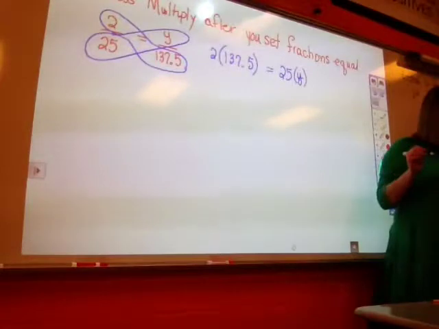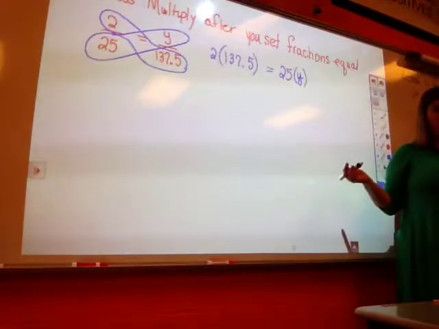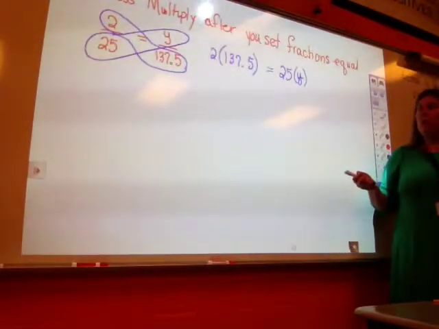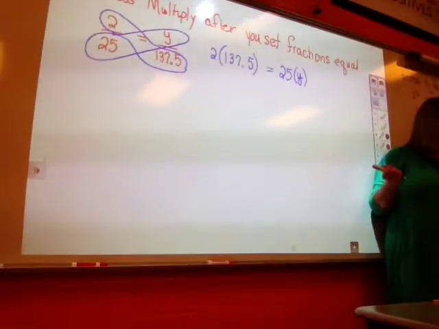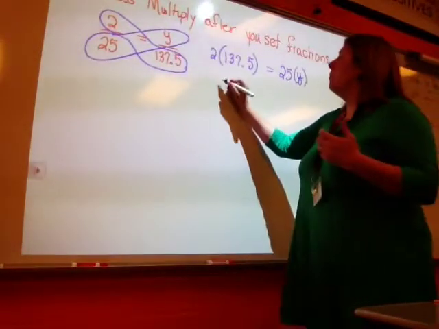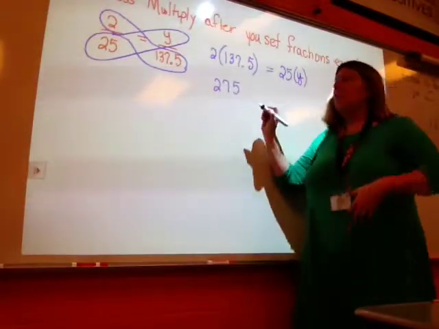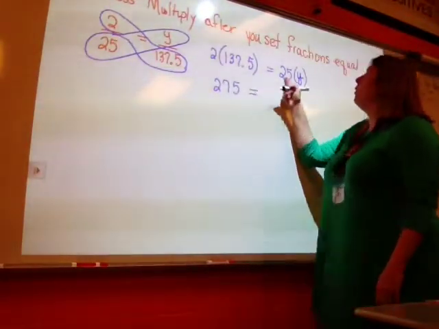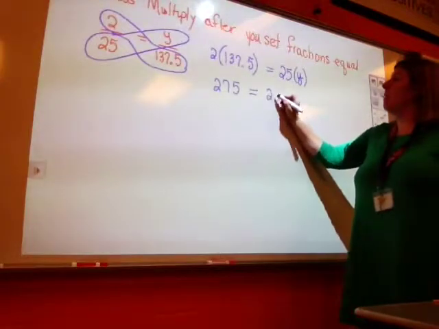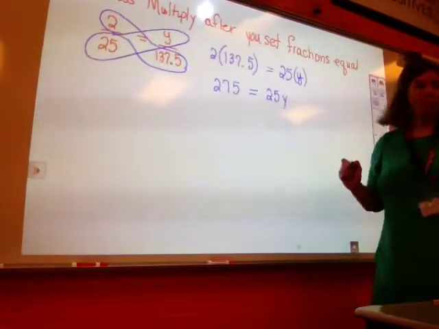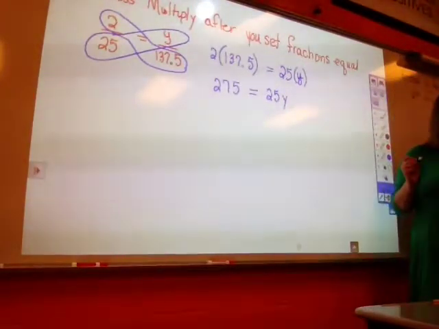Now, who's got a calculator? We should all have one. Take care of multiplying 2 times 137.5. Garrett, what do you get? 275. And that's going to equal, well, what's 25 times y? 25y. Do we all agree with that?